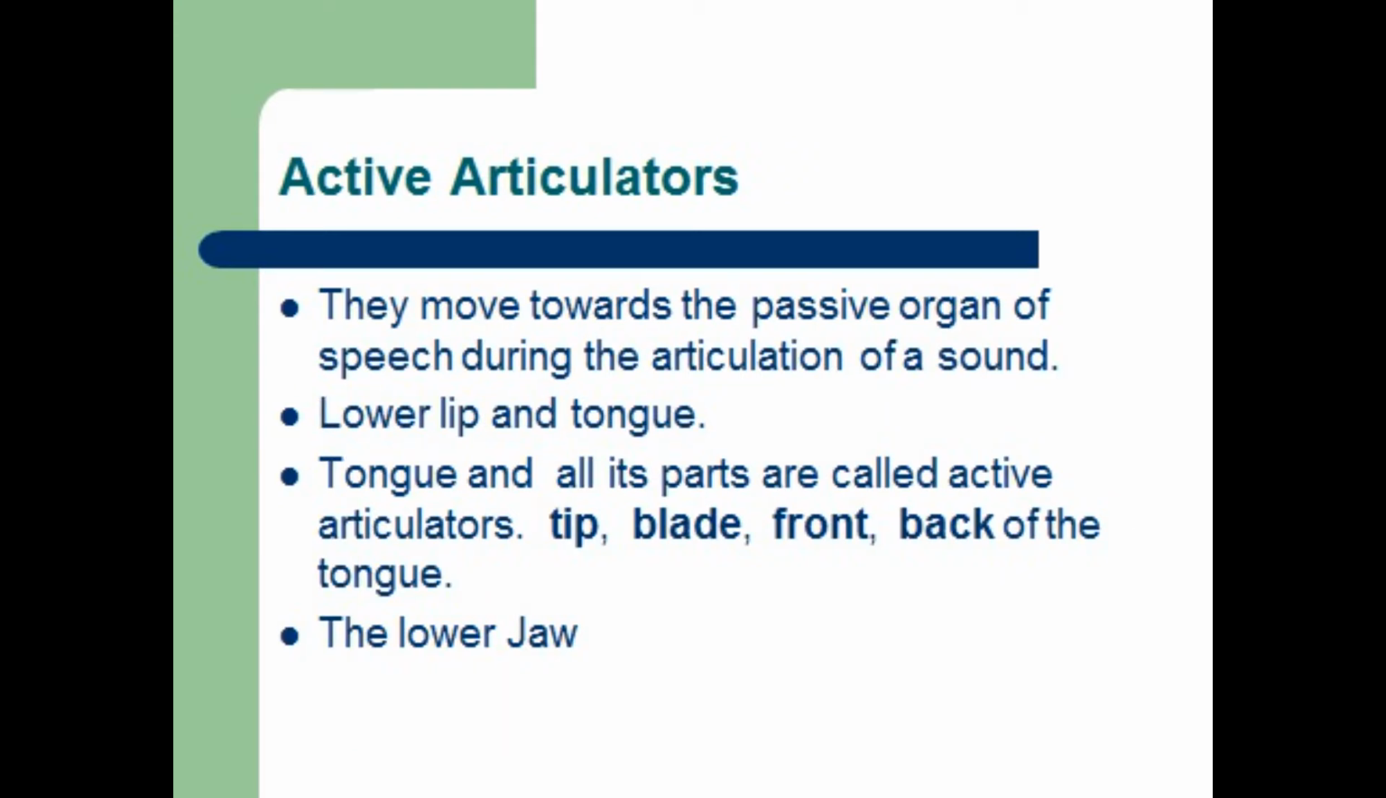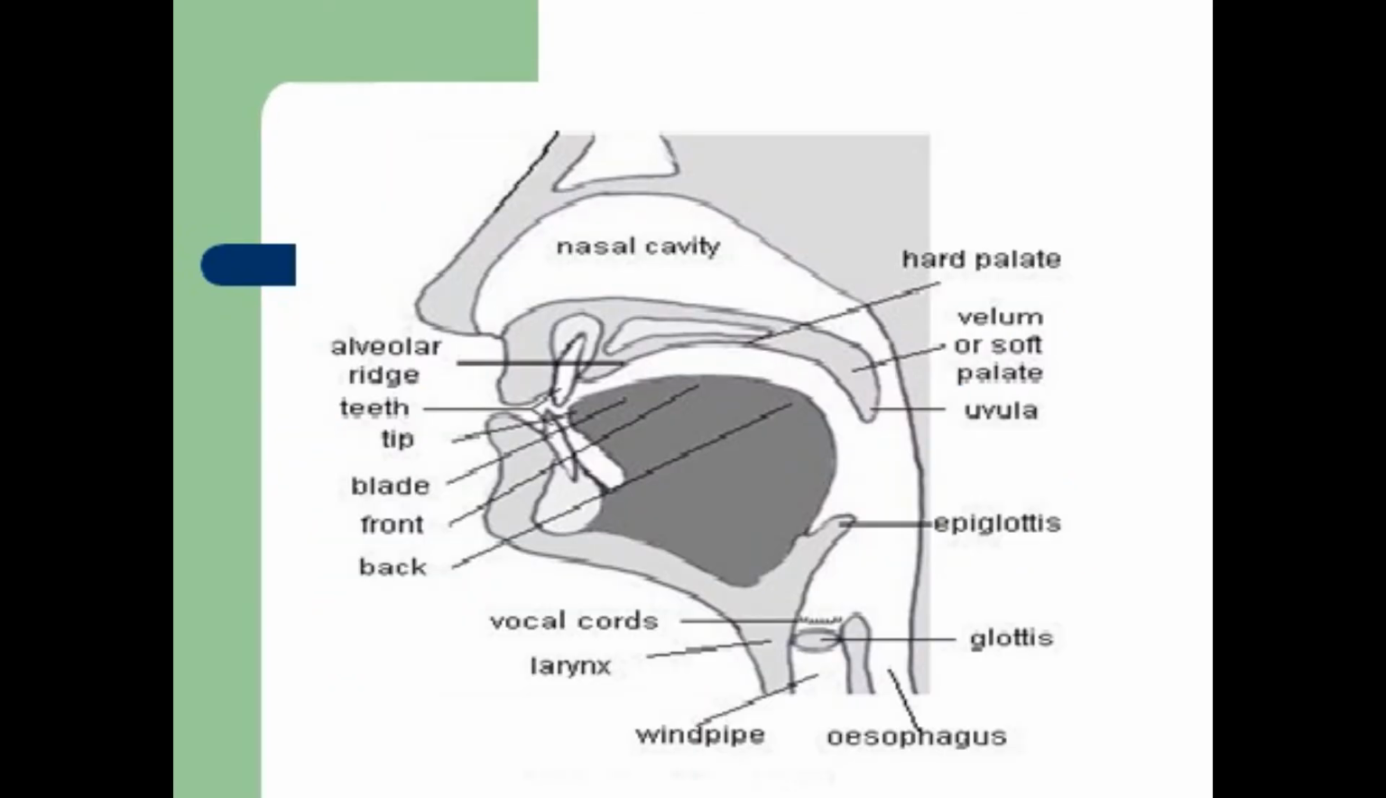The active articulators are the organs that move towards the passive organs of speech during the articulation of a sound. They include the lower lip and the tongue. Tongue and all its parts are called active articulators, like tip, blade, front, and back of the tongue. The last part of the active articulators is called the lower jaw.